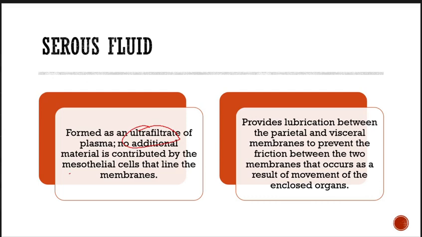So what are the mesothelial cells that I'm referring to? You have the membrane. If this is the membrane, the first layer there is a single layer of mesothelial cells. That is the first layer of your membranes. So the mesothelial cells do not secrete anything that contributes to the components of the serous fluid. Everything in the serous fluid comes from the plasma. As I've mentioned, it provides lubrication to prevent friction.